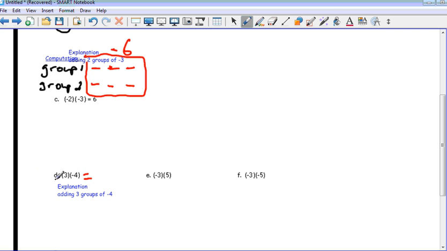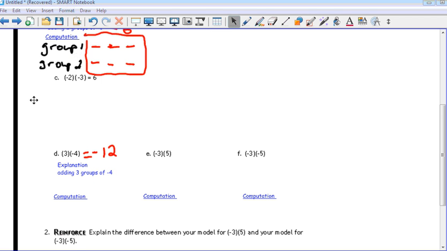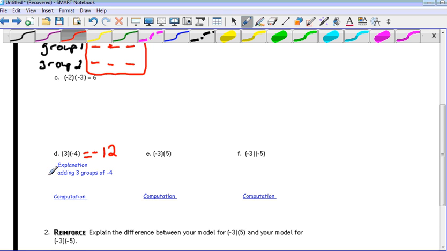Now, before I go on to the computation, what's 3 times 4? 3 times 4 gets me 12. Are their signs matching or not matching? Well, if you said not matching, you're right. And if it's not matching, what do we have? We have a negative. So 3 times negative 4 equals negative 12.